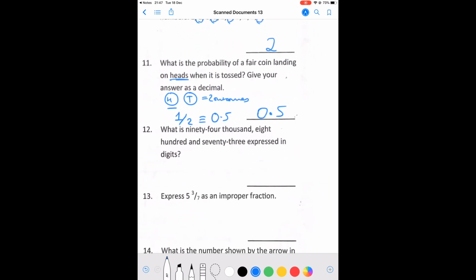Question number 12. What is 94,873 expressed in digits? So we're changing those. 94,873 done. Next question.